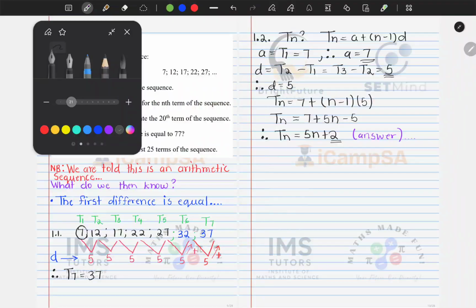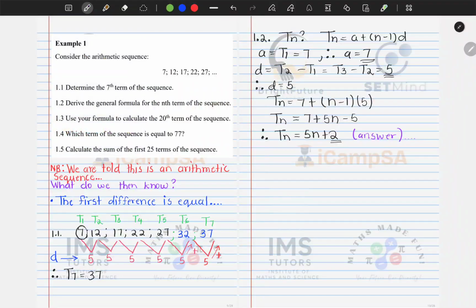Okay, awesome. Then for 1.3, we are told use the formula to calculate the 20th term. So essentially on 1.3, they are asking us what is T20. If you observe, you will see that all we need to do is to take n and make it 20, and then we'll be able to find the answer. So T20 will be 5 into 20 plus 2, which if you observe carefully, will be 102.